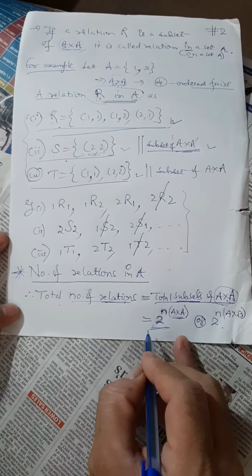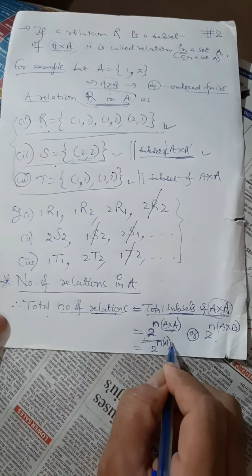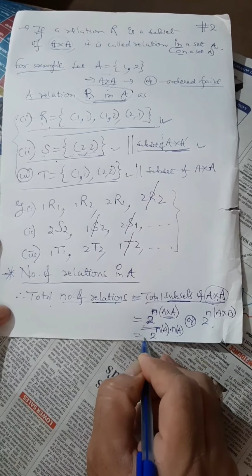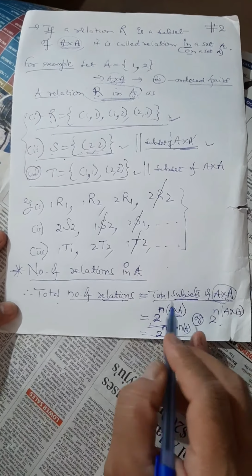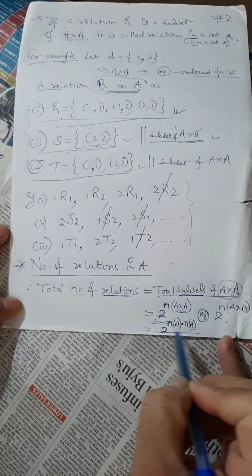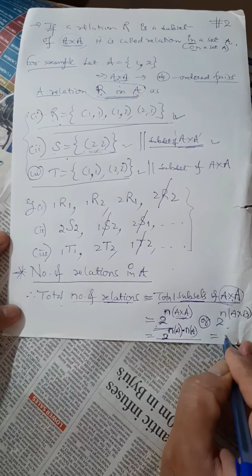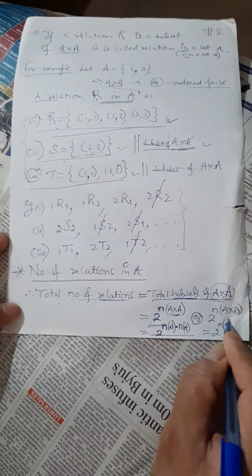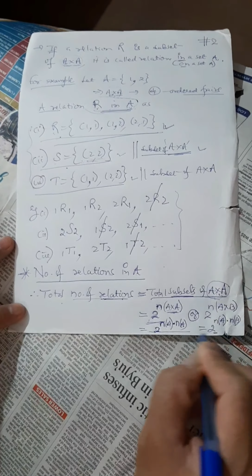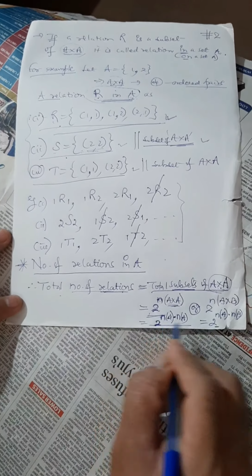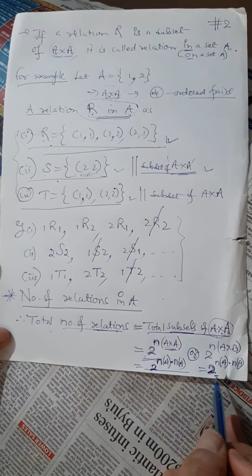That you know. And further, if you want, you can write 2 raised to n(A) into n(A). That also you know from set theory. Suppose A has 3 members, then 3 into 3, 2 raised to 9. And suppose here A has 2 members and B has 3 members, then it's 2 raised to the number of elements in A into the number of elements in B. This is from set theory as well as 11th standard, you know. 2 raised to, remember. This much we know from 11th standard here.